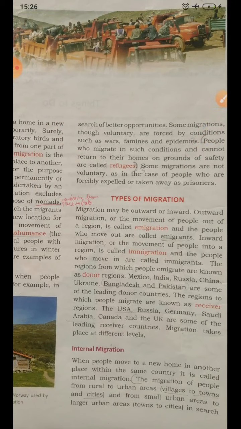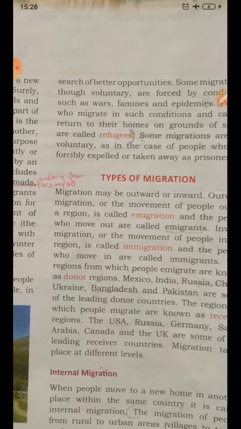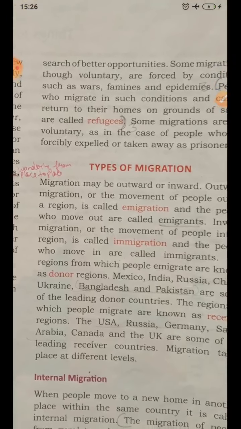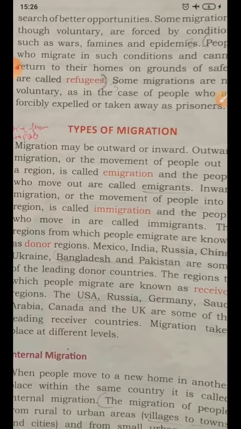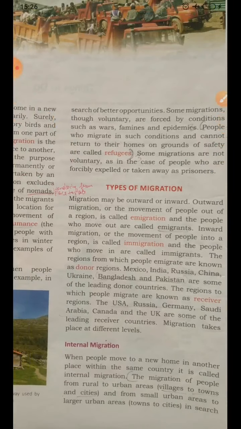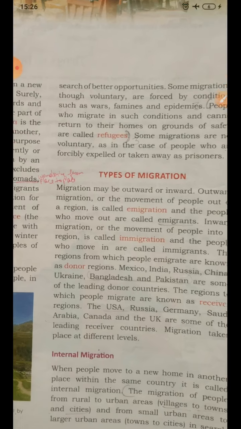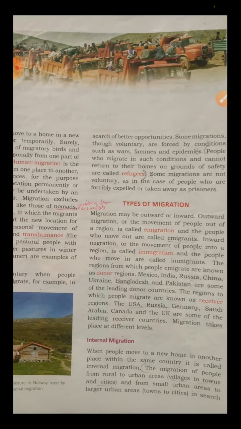The region from which people emigrate are known as donor region, like Mexico, India, Russia, China, Ukraine, Bangladesh and Pakistan are some of the leading donor countries. The regions to which people migrate are known as receiver regions. For example, the USA, Germany, Saudi Arabia and Canada are some of the leading receiver regions. So these are the regions which we have to keep in mind, usually from which countries people are migrating and to which countries people are migrating. From where they are migrating, they are donors, and to which they are migrating, they are receiver region.